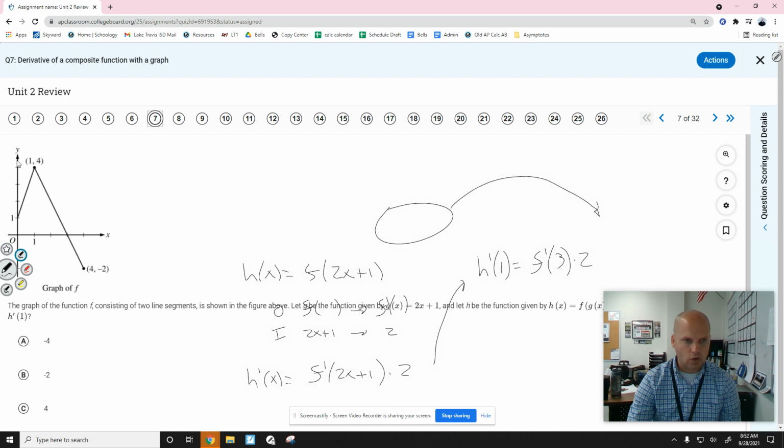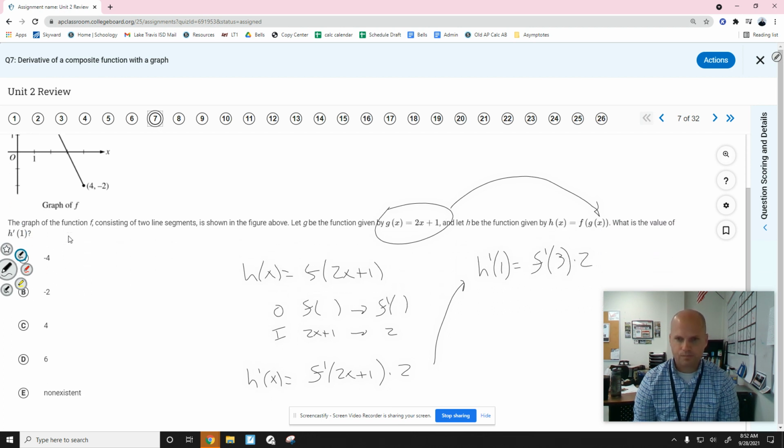You can use rise over run. The slope of the line segment will be the slope of the tangent. I go down 4 over 2. So that slope is negative 2. Down 4 over 2, rise over run. That slope's negative 2. So negative 2 times 2, my answer is negative 4 right there.